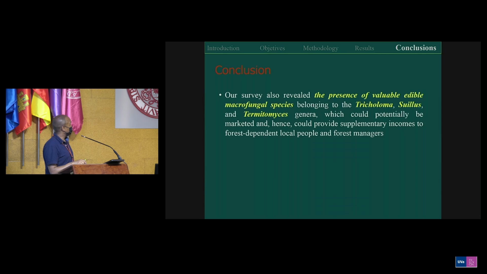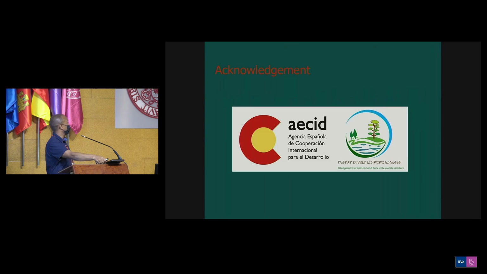And also our survey revealed the presence of valuable macrofungal species belonging to the Tricholoma, Cyathus, and Termitomyces genera, which could potentially be marketed and hence could provide supplementary income to forest-dependent local people in the area.